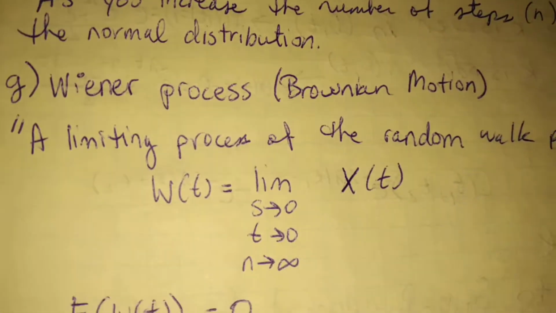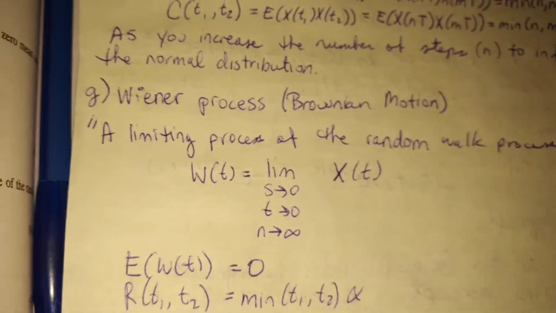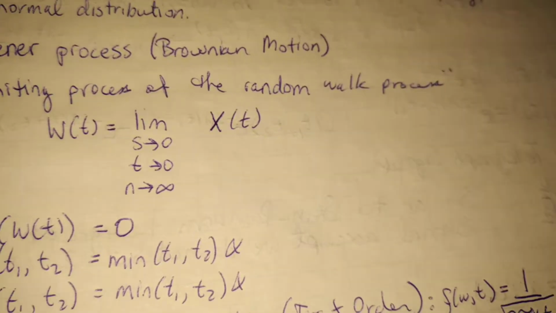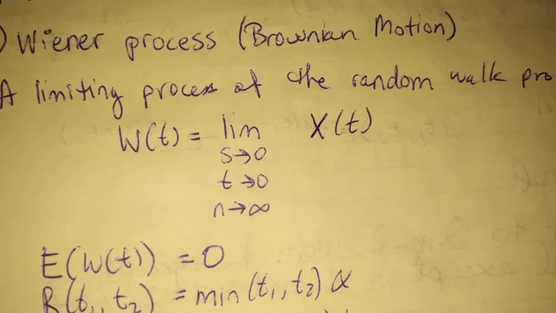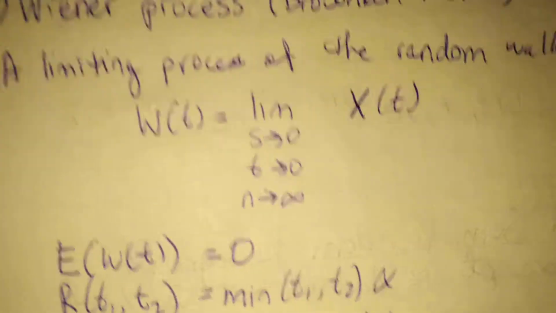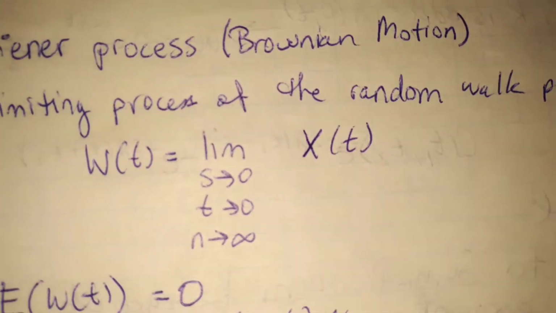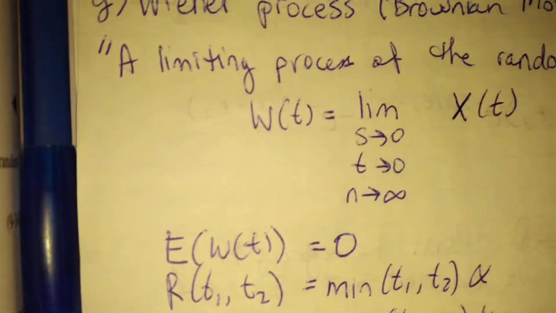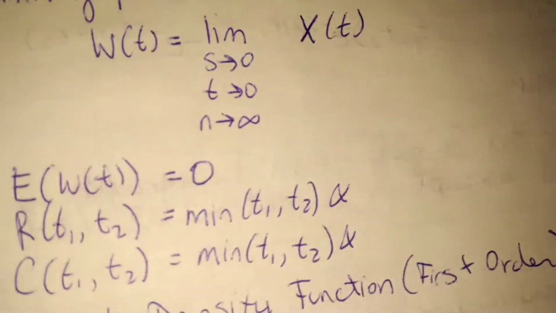The Wiener process, another name for it would be the Brownian motion. This is a limiting process of the random walk process. So the way we denote it, we go W(t), just because it's called the Wiener process, is equal to the limit as s approaches 0, t approaches 0, and n approaching infinity of X(t), where in this case we would consider X(t) as the random walk.